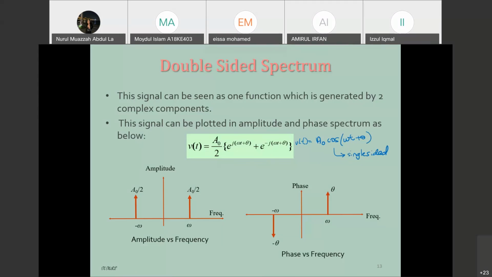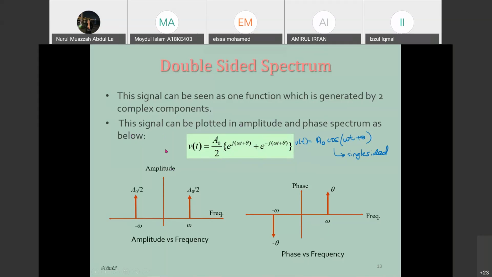But if the question asks you to plot in double-sided spectrum, it means that you need to change the signal, the cosine or sine equation here, into complex representation. So this signal can be seen as one function which is generated by two complex components. Because when you change cosine into the complex equation, it will have two parts. First, a0 over 2 exponent j omega t plus theta. Another one is a0 over 2 exponent negative j omega t plus theta. So this signal can be plotted in amplitude and phase spectrum as below.